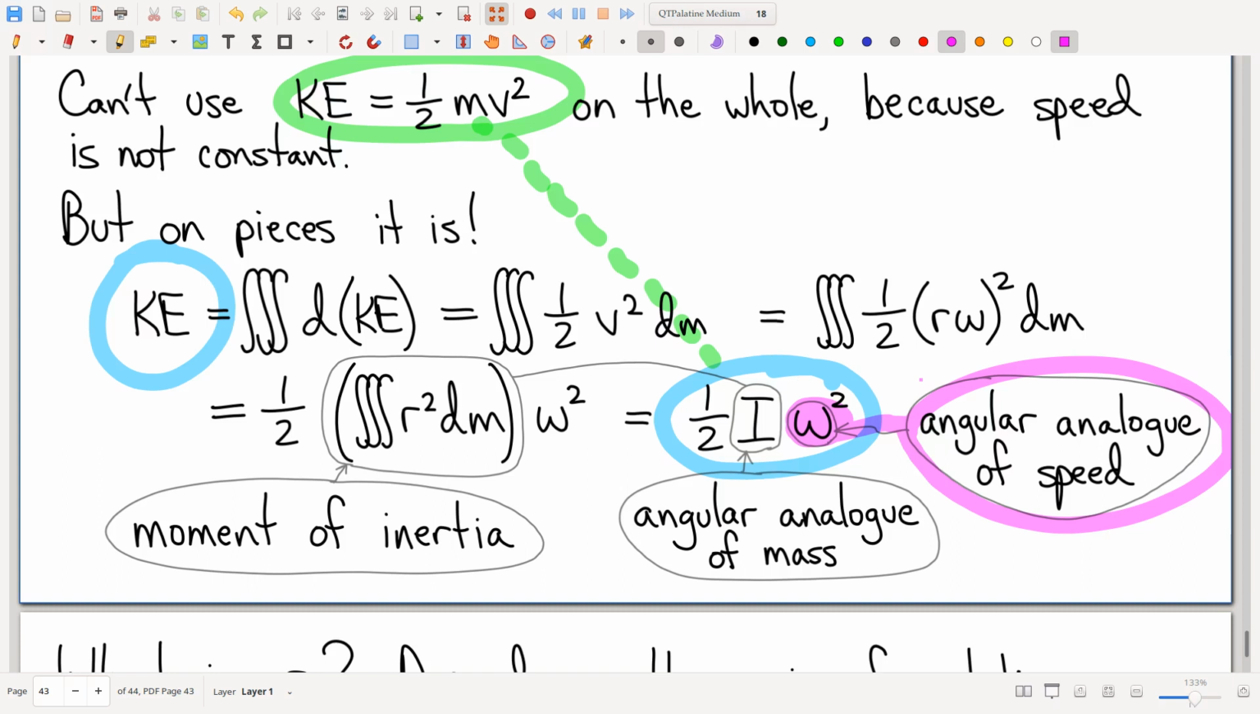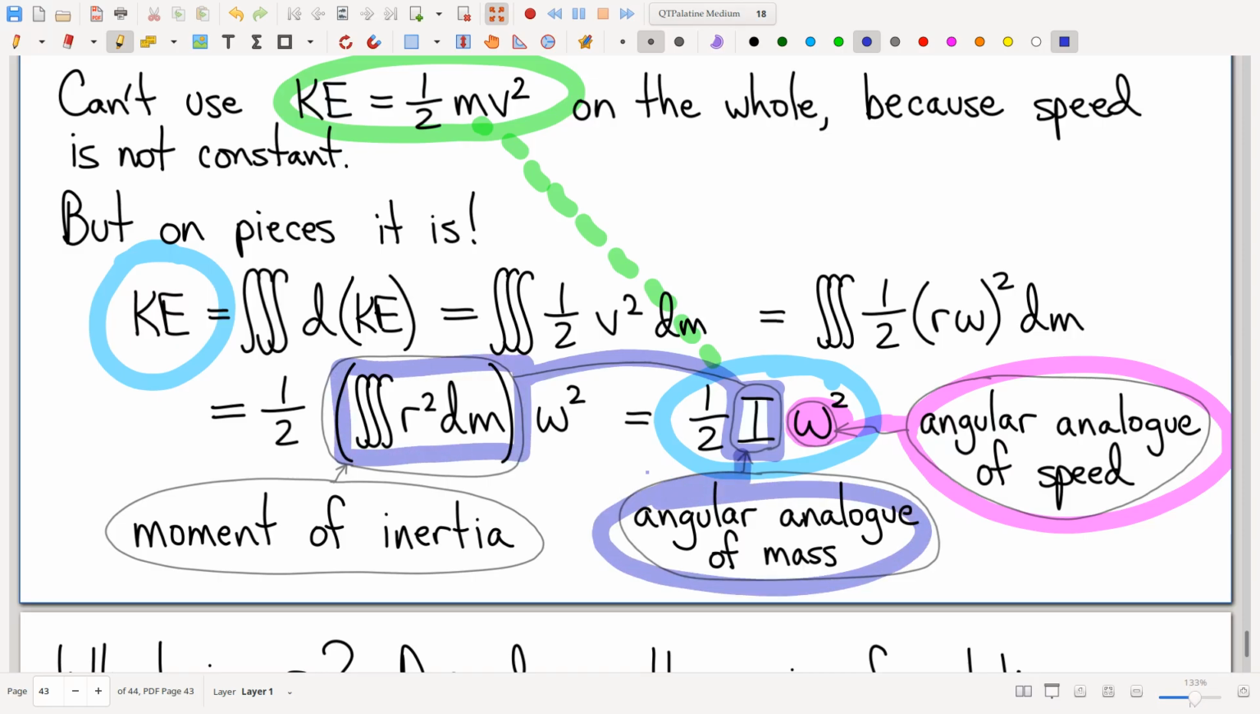And so doesn't it seem like a reasonable claim that this thing right here, whatever that is, and that was just a placeholder for this expression right here, that very reasonably should be thought of as an angular analog of mass. And this is my favorite way to think about moment of inertia. It's an angular analog of mass when it comes to computing kinetic energy. So the common notation is to call it I for inertia, I guess. And here's the formula. You want to make sure to memorize that formula, triple integral r squared dm.